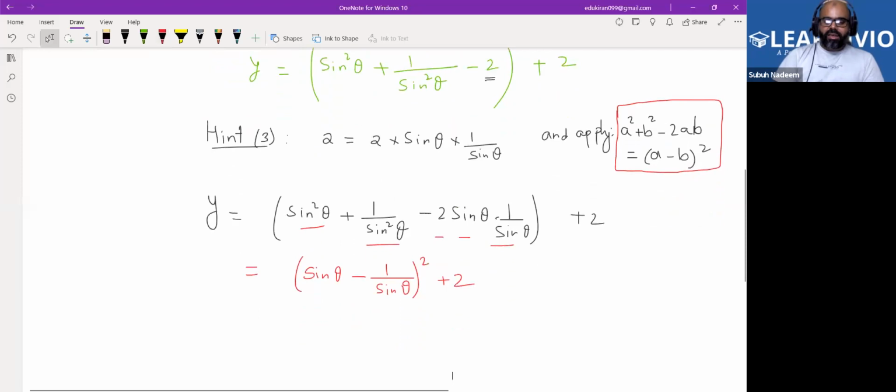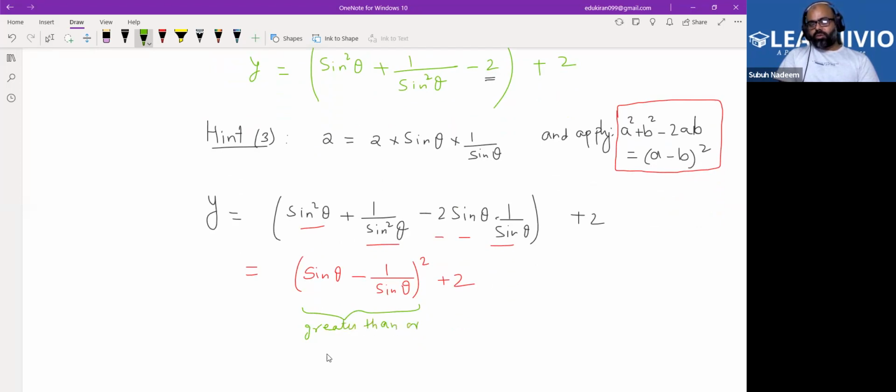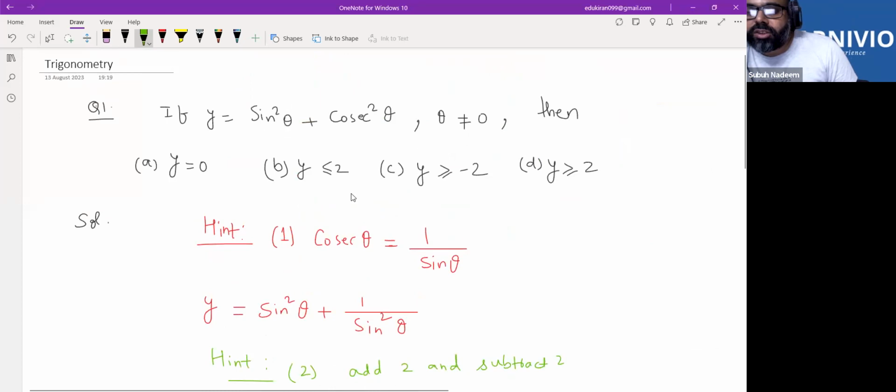Now we know that a square of anything is always greater than or equal to 0. So this square is greater than or equal to 0, right? Which means if you add 2 to it, y will be greater than or equal to 0 plus 2, which means y is greater than or equal to 2. So if you see the options, option D is the correct option. That is y is greater than or equal to 2.